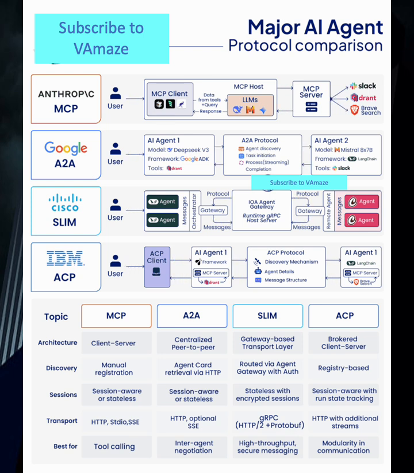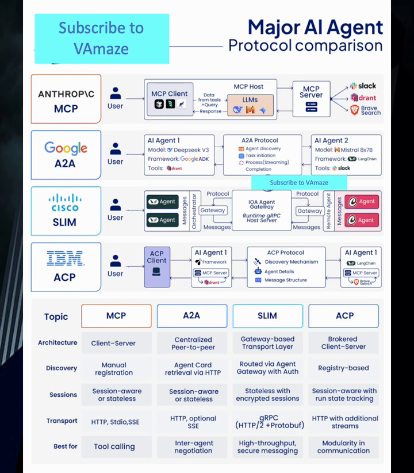How the SLIM protocol works. Network level process. Step 1. Agent registration. Agents register with the central agent gateway using secure gRPC protocols. Registration includes agent capabilities, security credentials, and routing preferences. Gateway validates agent identity and authorization levels.